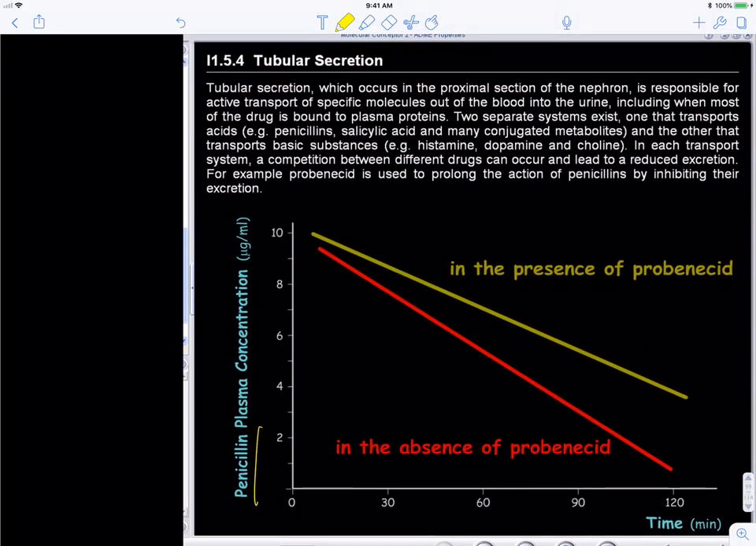Now, let's look at the process of tubular secretion, which is an active process that happens in the first portion of the tubule, the one closer to the glomerulus. And what happens here is that through two distinct transporter systems, molecules that are weak bases and molecules that are weak acids get secreted into the urine. So because it's an active transporter, it can be saturated in the presence of other molecules.